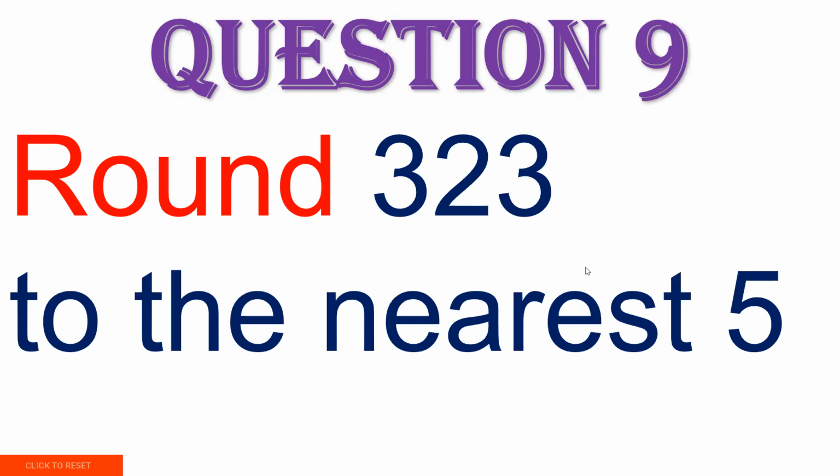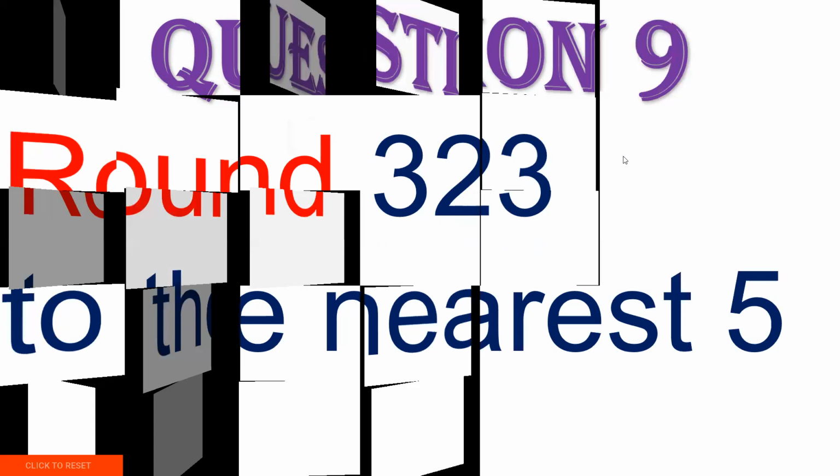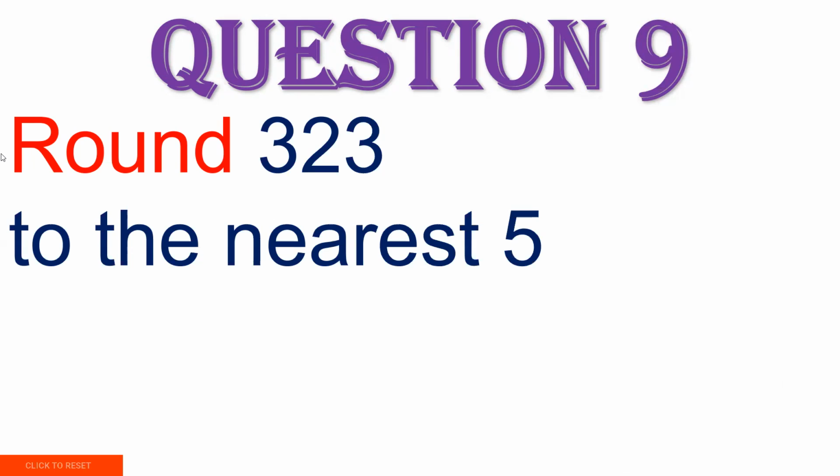So nearest 5. Now you are busy with 5, 10, 15, 20, 25, 30, 35, just like that. So you will check your number, first digit. You will check which one it is close to. Close to 0, even 0 is there, or close to 5. So you round it off. Okay, so now the question is 325, nearest 5.